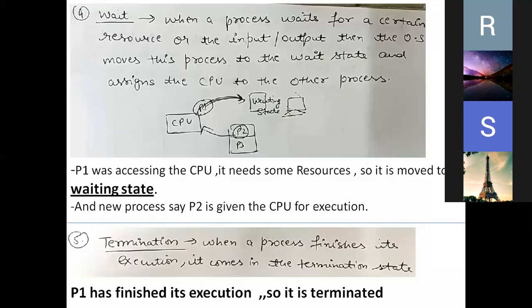If any process is waiting for some resource, the OS will move that process to the wait state and assign the CPU to another process. Why? Because the CPU cannot wait for the process which is waiting for some resource. We would simply be wasting the valuable resource called CPU time. Hence, the CPU is assigned to another process which has got all the resources for its execution. So if any process is waiting for some resource or some IO operation, the OS will move that process to the waiting state.